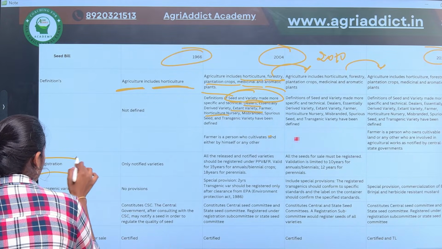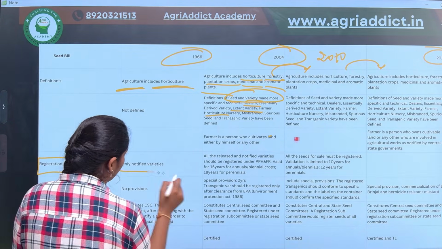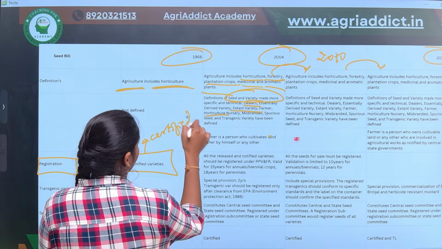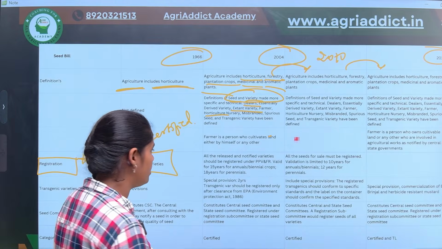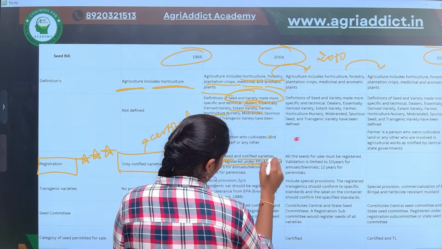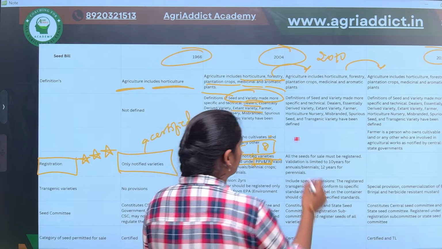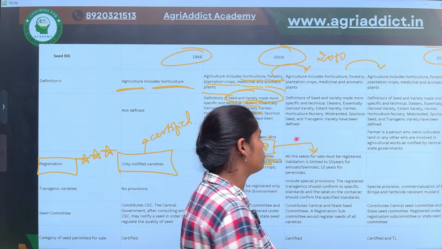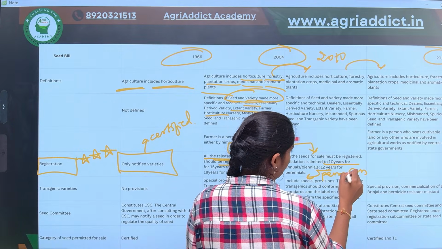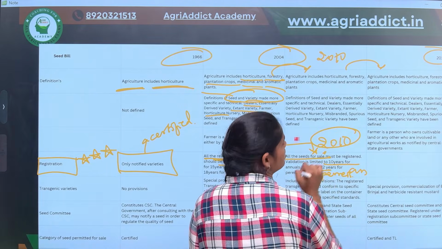About registration, which is a very, very important provision. In the Seed Act 1966, only notified varieties should be certified. But in the 2004, 2010 and 2019 bills, all the released and notified varieties should be registered under PPV&FRA. And they have given 15 and 18 years terms of protection. But this term of protection has been reduced in the Seed Bill 2010, that is 10 years for annuals and 12 years for perennials. And in 2010, they mainly emphasize that all the seeds which are for sale must be registered.